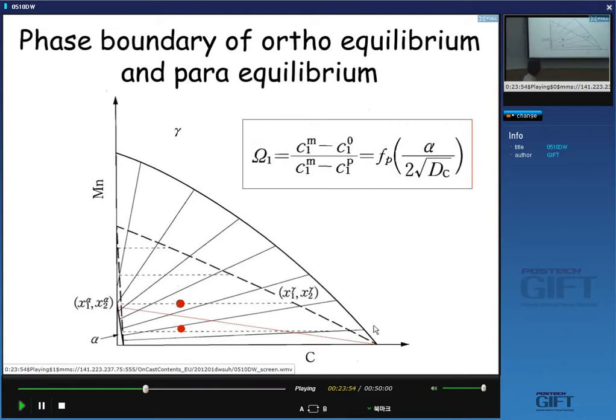When you look at this vertical line, the phase boundary of para equilibrium merges to one point. For example, let's consider the iron-manganese binary system. When we consider the iron-manganese binary system in terms of the para equilibrium concept, there is only one element, right? Imaginary element X. So there is no two-phase region. That's why these two lines merge at one point at this axis. Okay. No question?